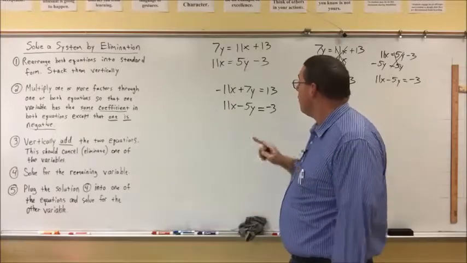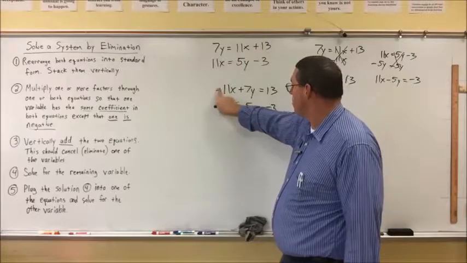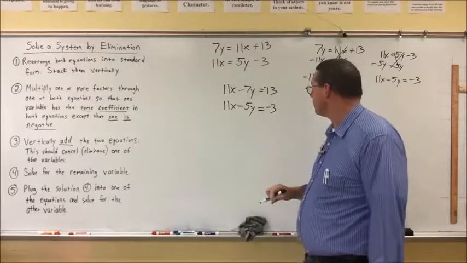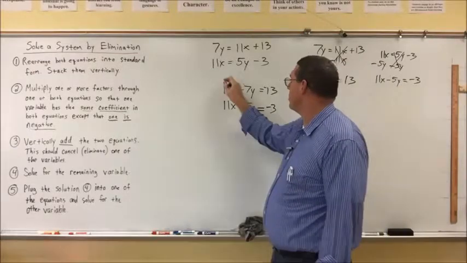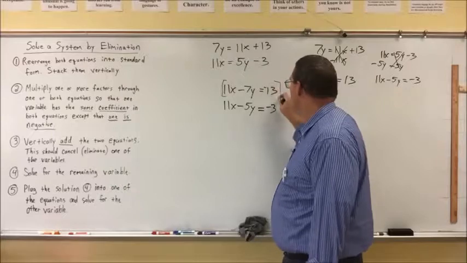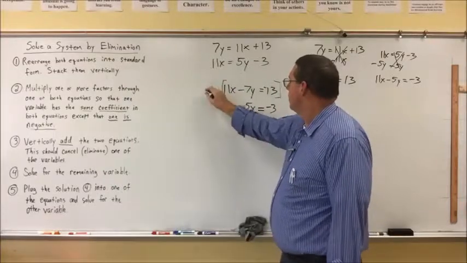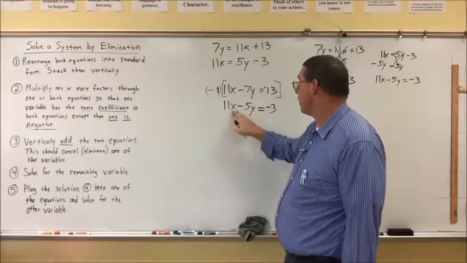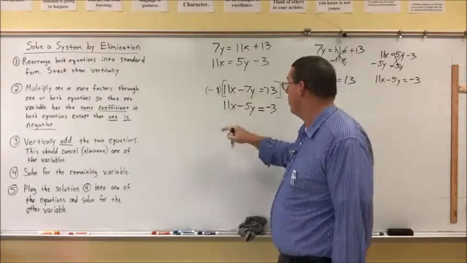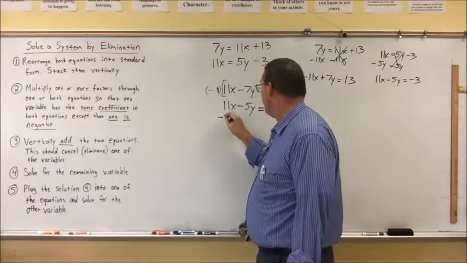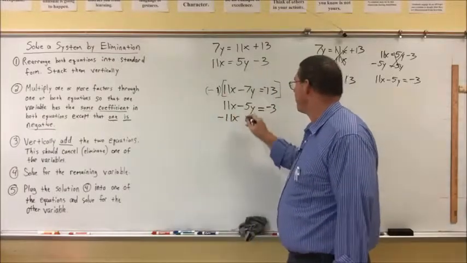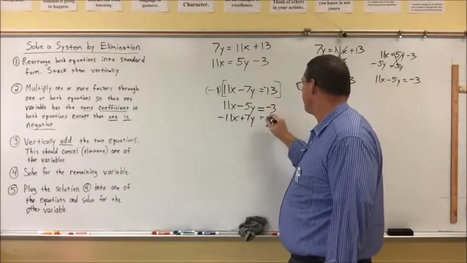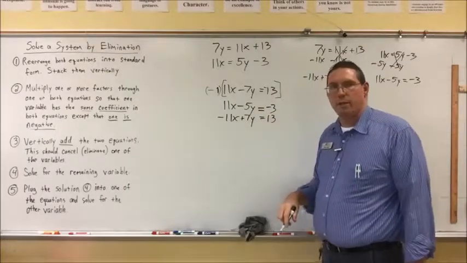Now, if this was not negative, let's say that this was positive 11 and this was negative 7 and this was negative 13, what I could do here is multiply by negative 1 to make sure that one of these becomes negative. I could also do it down here instead, but I'm going to do it up here. So negative 1 times 11x is negative 11x. Negative 1 times negative 7y is plus 7y. And negative 1 times negative 13 is positive 13. And so now it would be ready to eliminate.